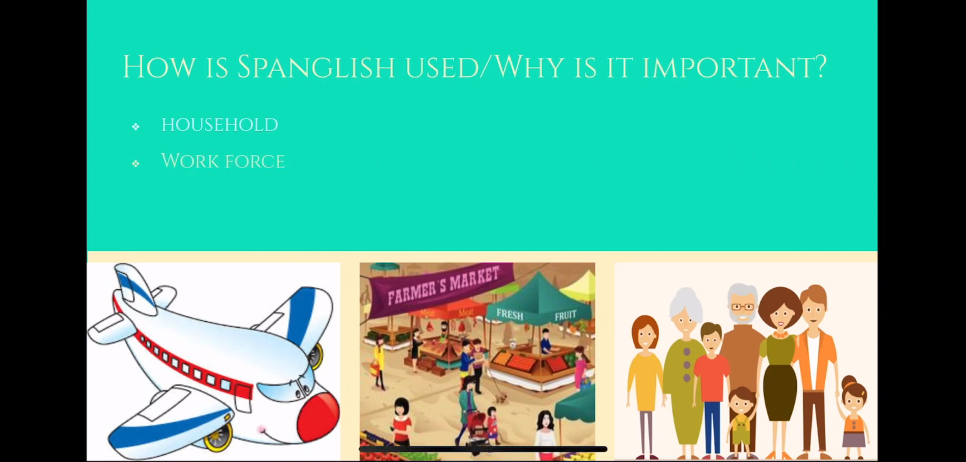Not only is Spanglish used in the household, it is also used in the workforce to communicate with customers and clients, and is also used when traveling to different countries like Mexico, where Spanish is their official language. Spanglish is also used to translate novels in Spanish, like Ilan Stavans translated Don Quixote. Spanglish is important because it is an evolving dialect or a different way of speaking that could evolve to become a different form of Spanish.